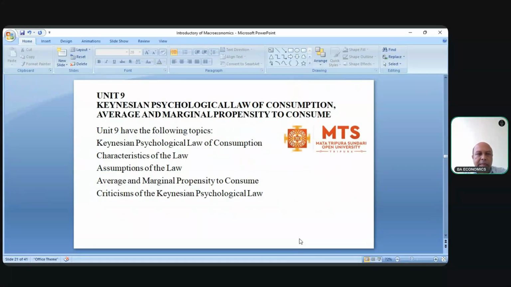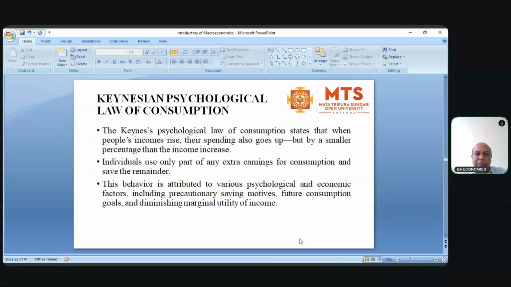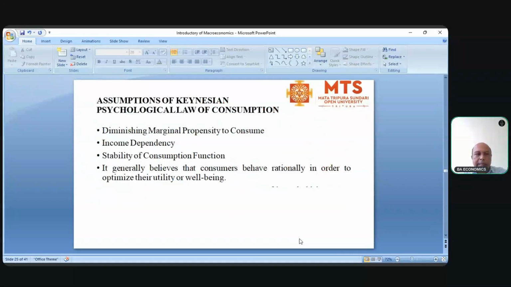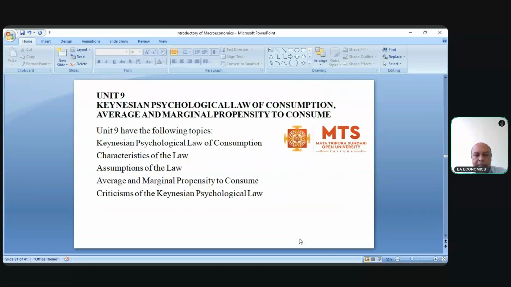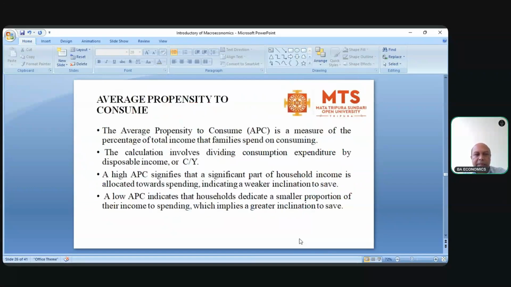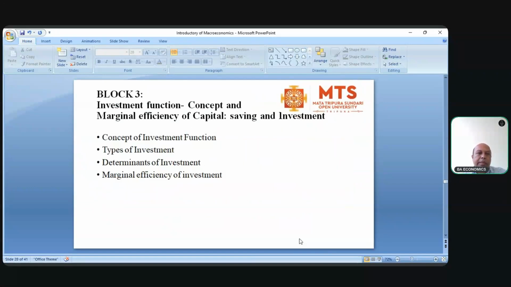So this is known as the Keynesian psychological law of consumption, and also average and marginal propensity to consume. The second unit in this block discusses the investment function. Basically, the remaining units discuss the investment function and investment. So next, block 3 is continuing.